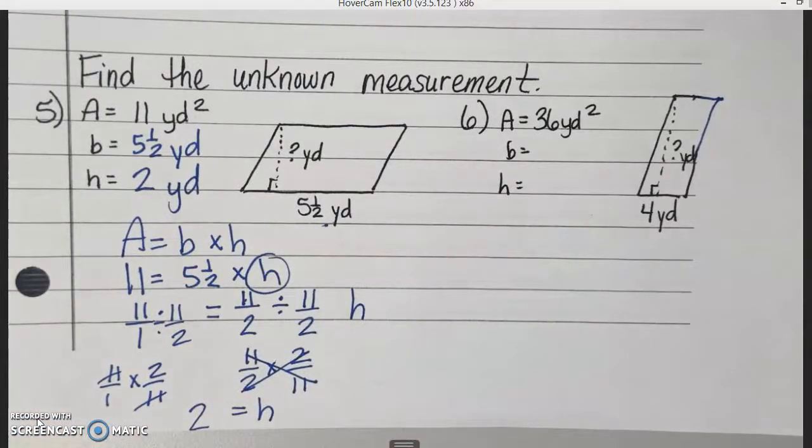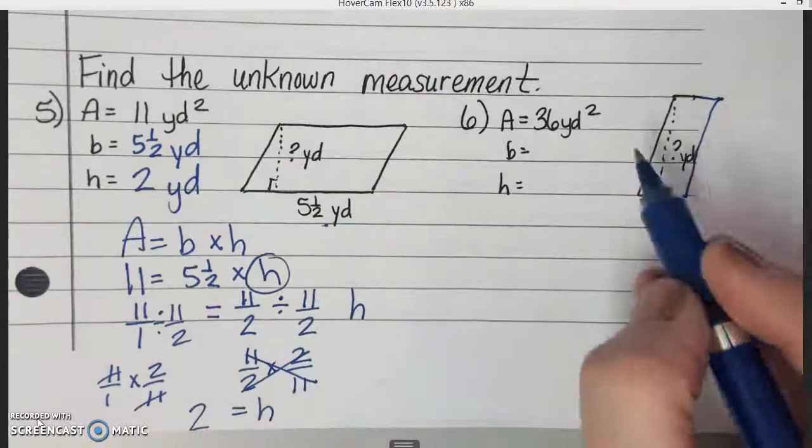The only time you square it is when it's area. Base and height, you never square them, okay? And the reason we square area is because we're taking 2 different dimensions. So we're telling how many squares would be in that shape. So that's why we square it. All right, number 6.